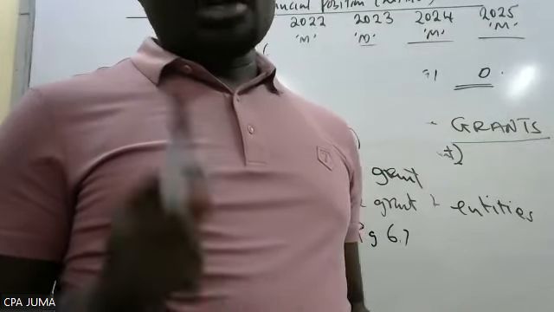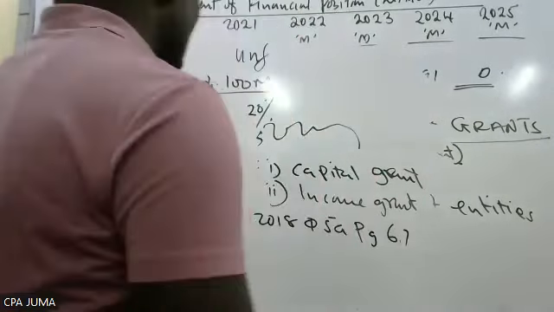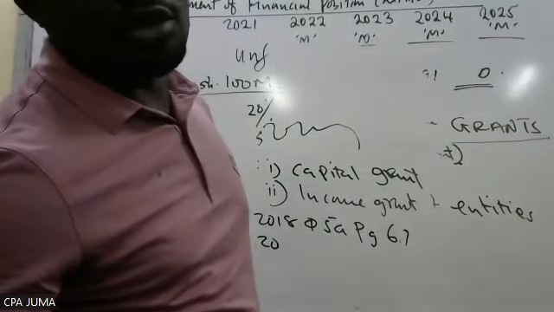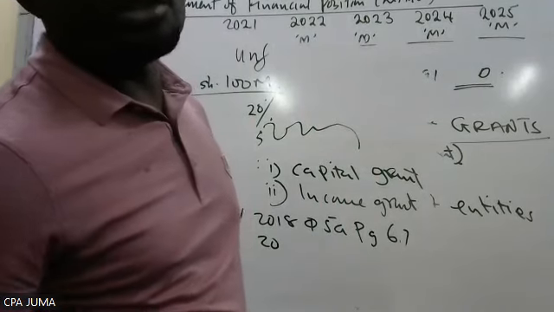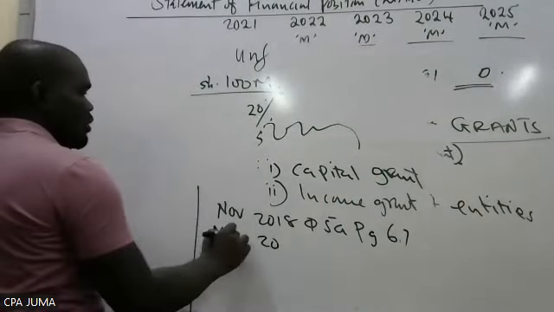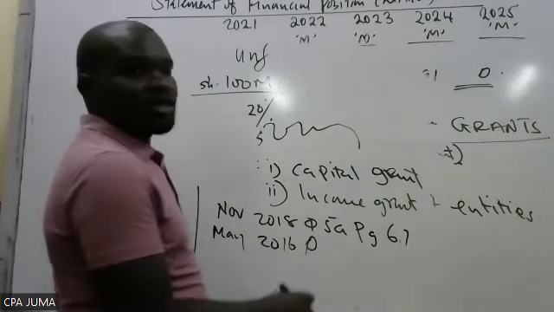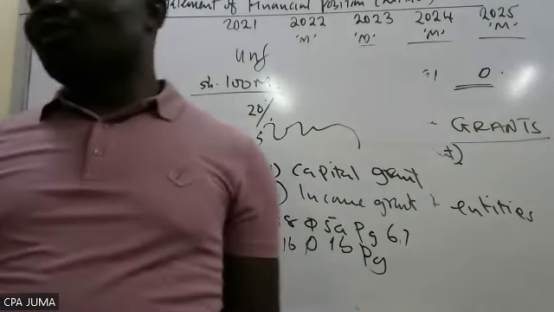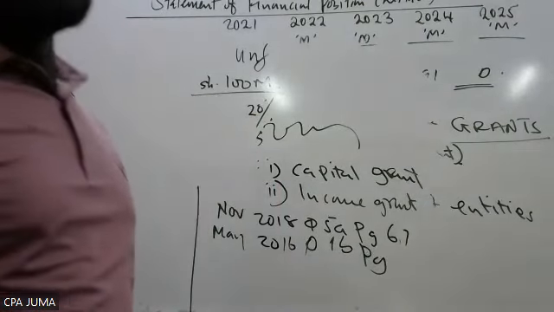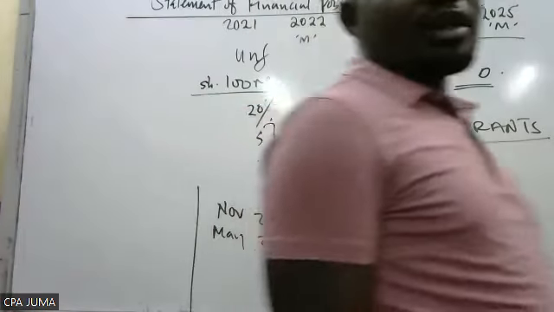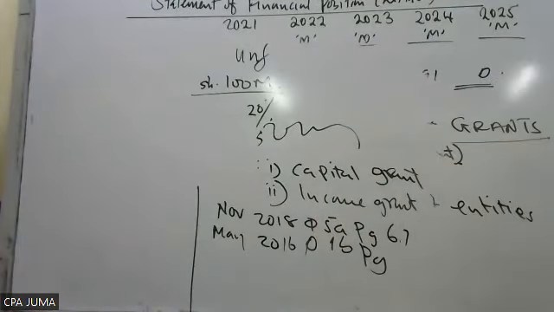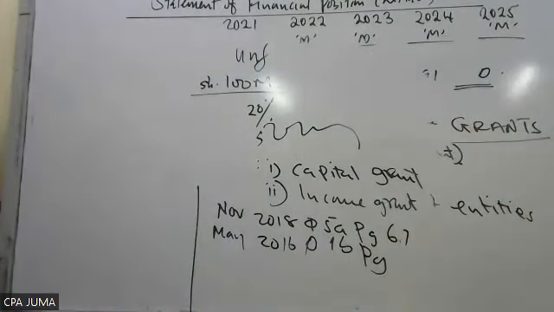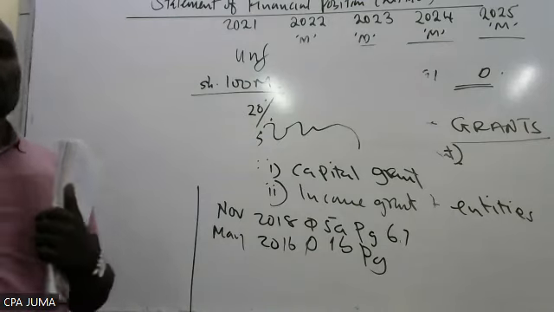But Elvis is also saying, can you check May 2016 Question 1B? Which sitting? Elvis, May 2016. Which page, Elvis? Question 1B, tell us the page. Page number 91.